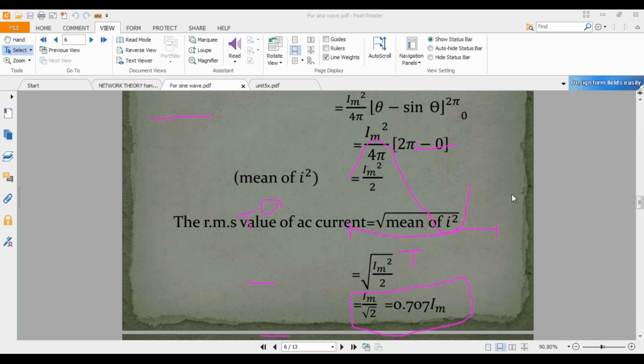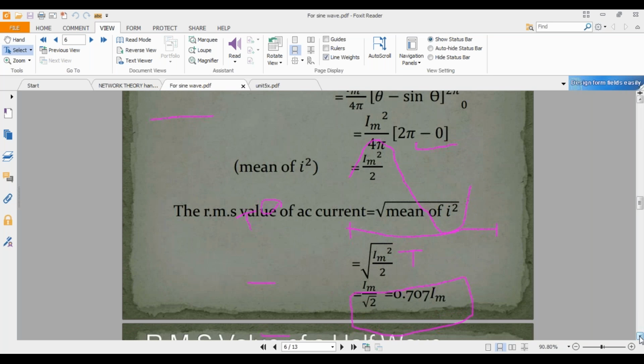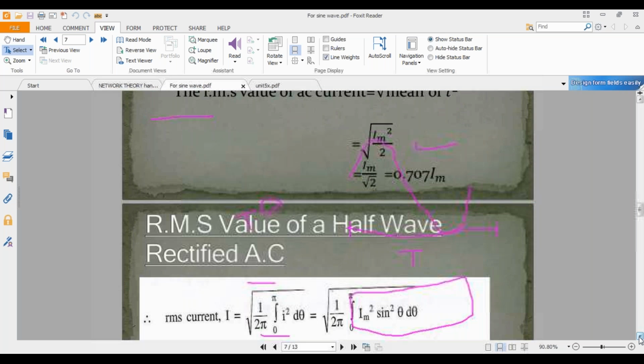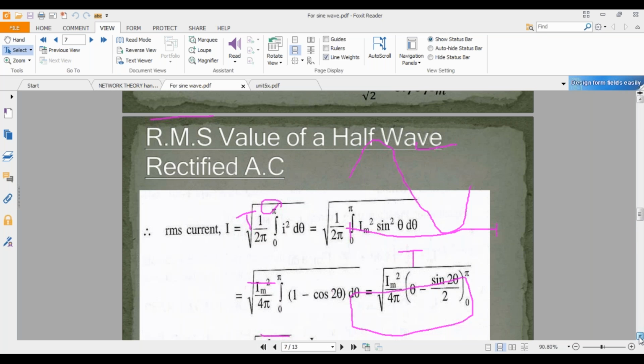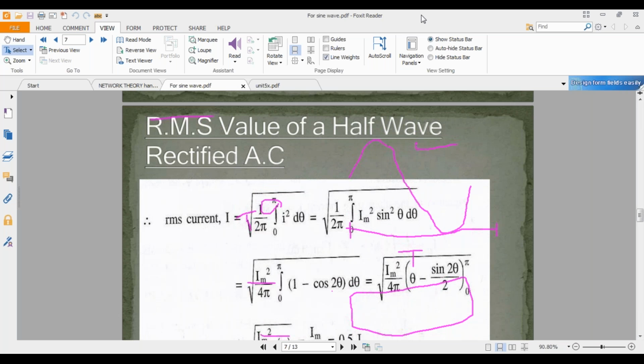Do you understand this? How to calculate an RMS value and average value of a waveform? Respond please. Did you understand? Yes, sir. Okay. These are very important from the examination point of view.